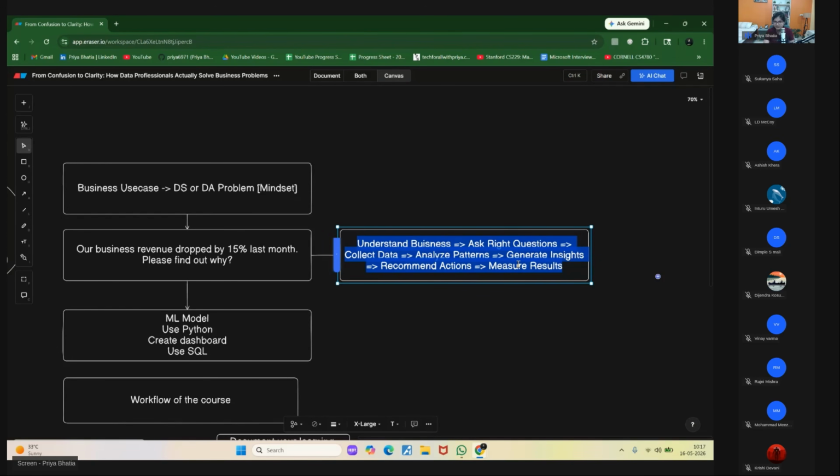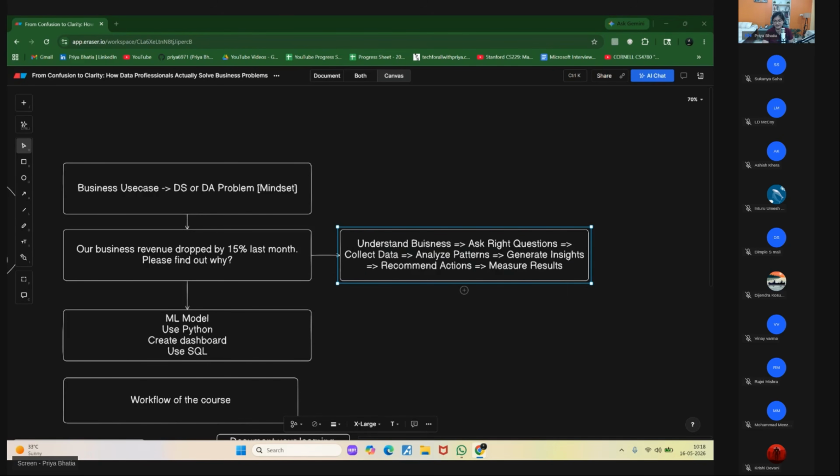Once you get a clear understanding of all the tech stack, to ask the right questions, to get the data, to analyze the pattern, to generate the insights, to recommend the actions, you need the tech stack. But finally, my deliverables should be in a proper way where I will be able to explain why that is happening, what the possible issue is, how I can fix that issue, and once I fix that issue, how I can measure those results. I hope it is clear to everyone.